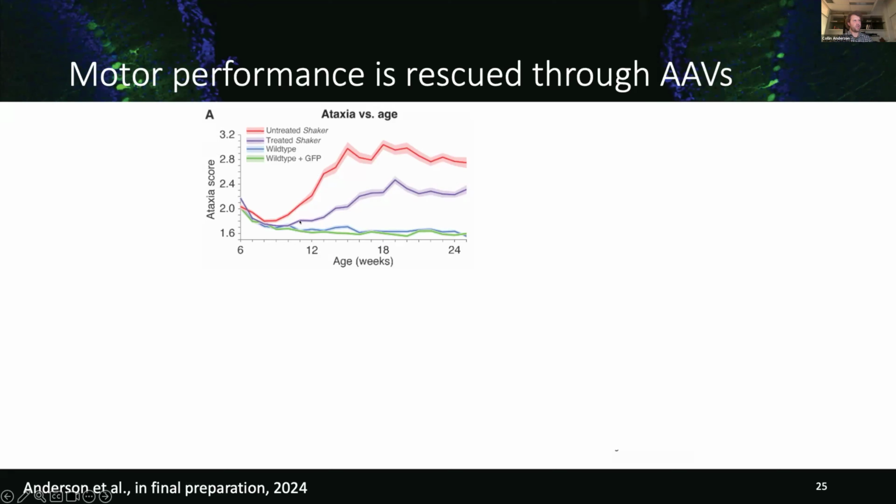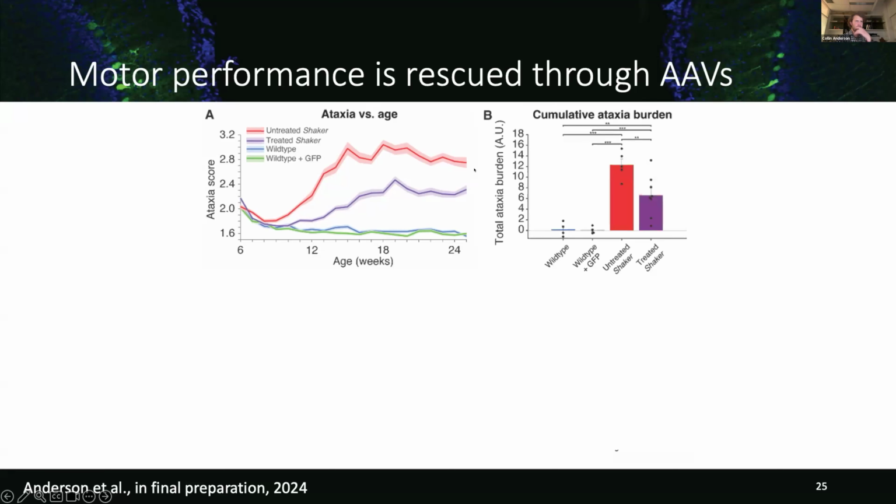what we find is that we have a much reduced slope, so a slower progression and a much lower peak in terms of that ataxia. So we calculated a cumulative ataxia burden. So this is starting from 10 weeks on, which is kind of the initial symptom point. Obviously, wild type animals, wild type plus GFP, aren't exhibiting any ataxia, so these are about 0. Untreated shakers have quite a bit more ataxia than the treated shakers.